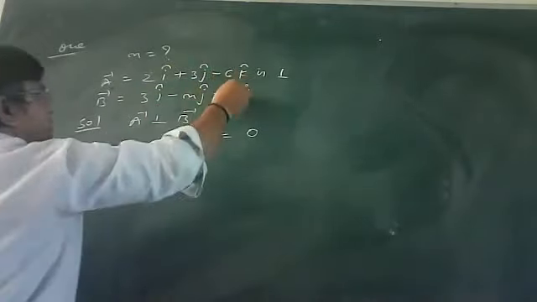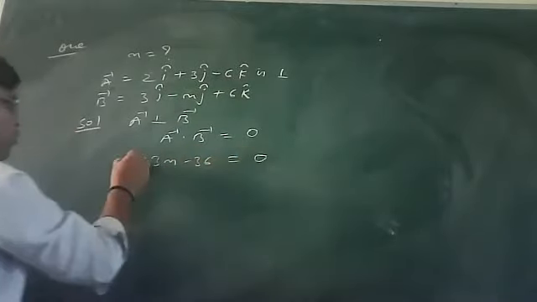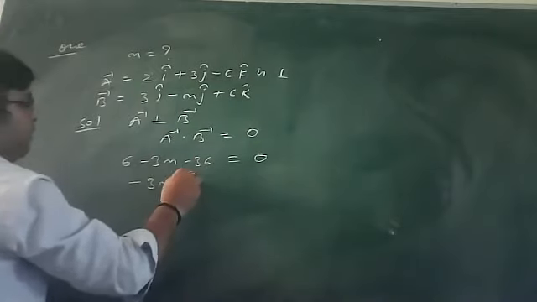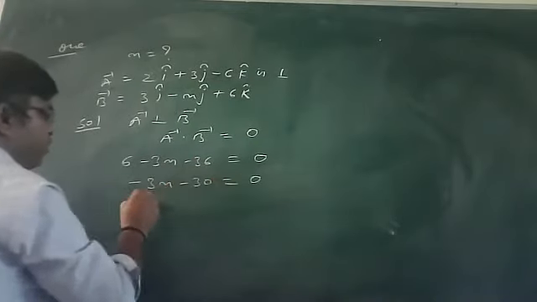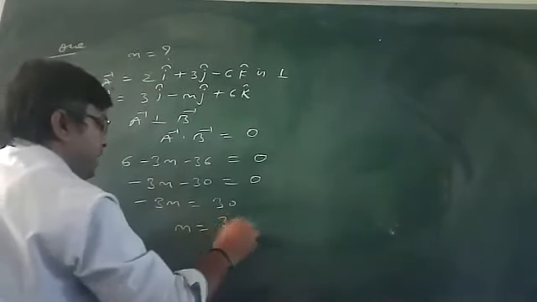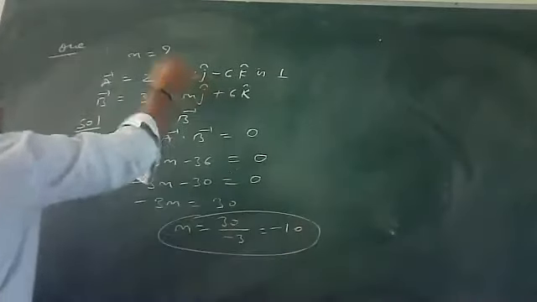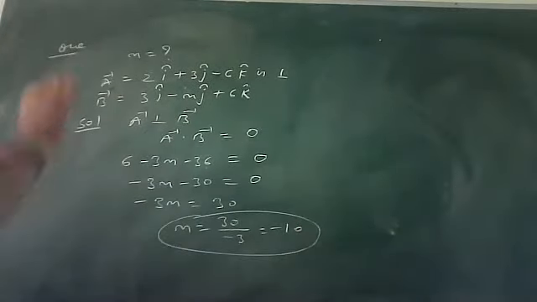It is minus 6 plus 6. What will you get here? Minus 36 is equal to 0. What will you get? Minus 3m minus 30 is equal to 0. Minus 3m is equal to 30. m is equal to 30 by minus 3. You will get minus 10. If the value of m is minus 10, then the dot product of these two vectors will give you 0. That means both vectors will be perpendicular to each other.